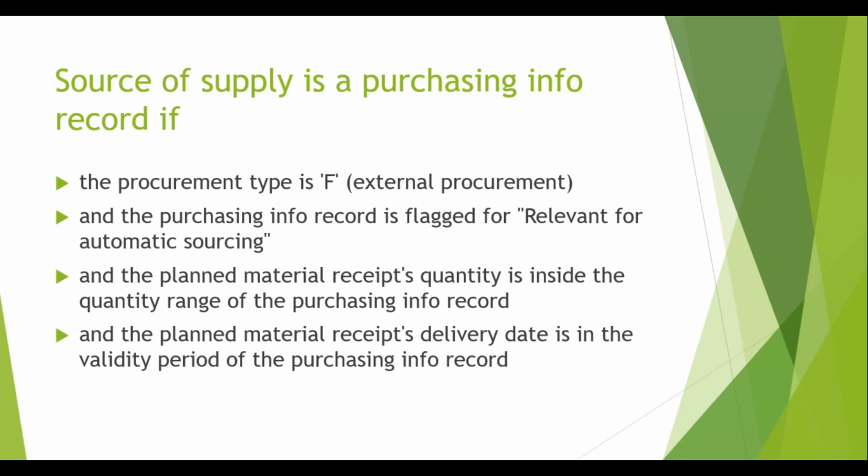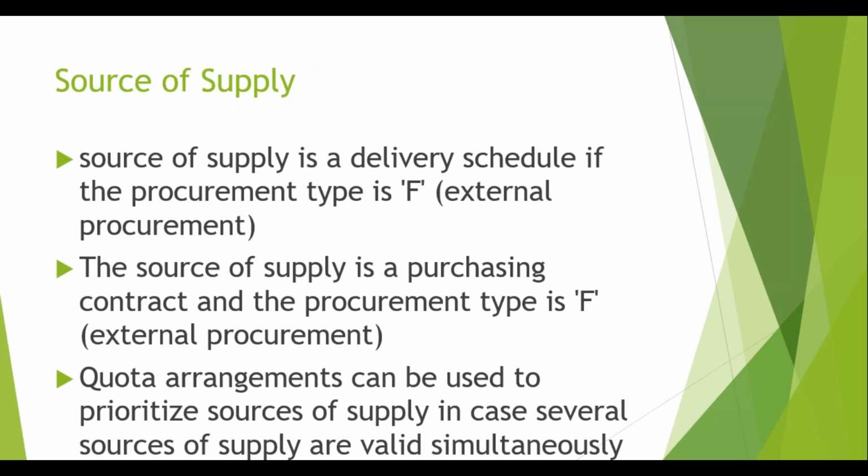I'm just giving the background here. The sequence we are going to talk about in the next slides. And finally, the source of supply is going to be the delivery schedule if the procurement type is F, and the source of supply is purchase contract if the procurement type is F. These two things are exactly same.